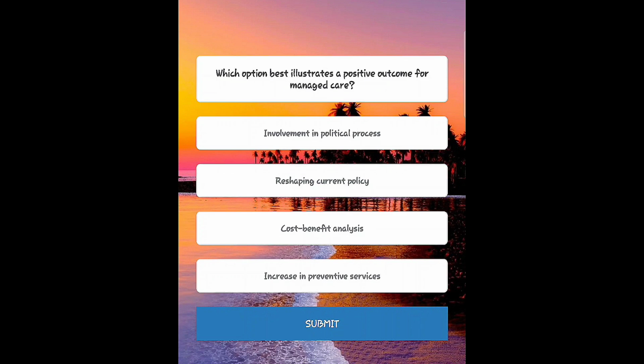The next question says, which option best illustrates a positive outcome for managed care? A says involvement in political process, reshaping current policy. C, cost benefit analysis. D, increase in preventive services. This is basically asking which option best illustrates a positive outcome of care. So I think it should be increase in preventive services.